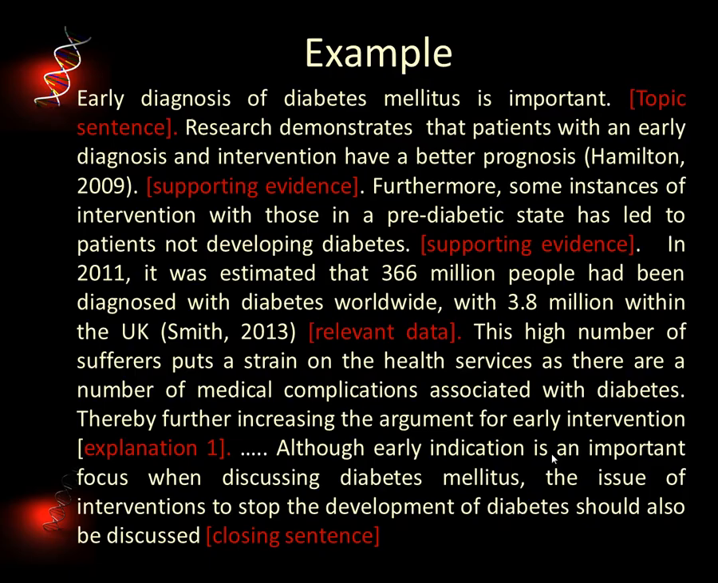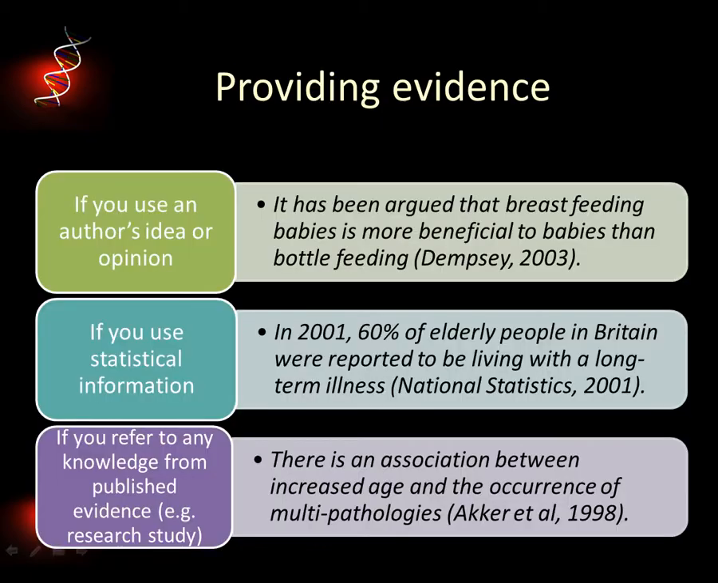You should also have a closing sentence to show that you've come to the end of discussing one topic and are moving on. This is an example of a paragraph with a topic sentence which tells the reader exactly what the rest of the paragraph will be about. It also has supporting evidence to back up this point and relevant data to support why it is an important area. The final sentence sums up the paragraph and also links to the topic which will be discussed next, which in this case is interventions to stop the onset of diabetes.